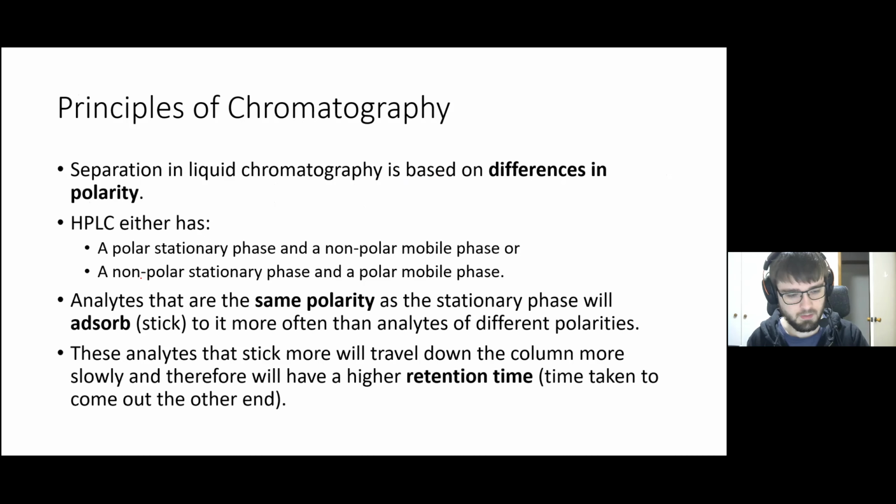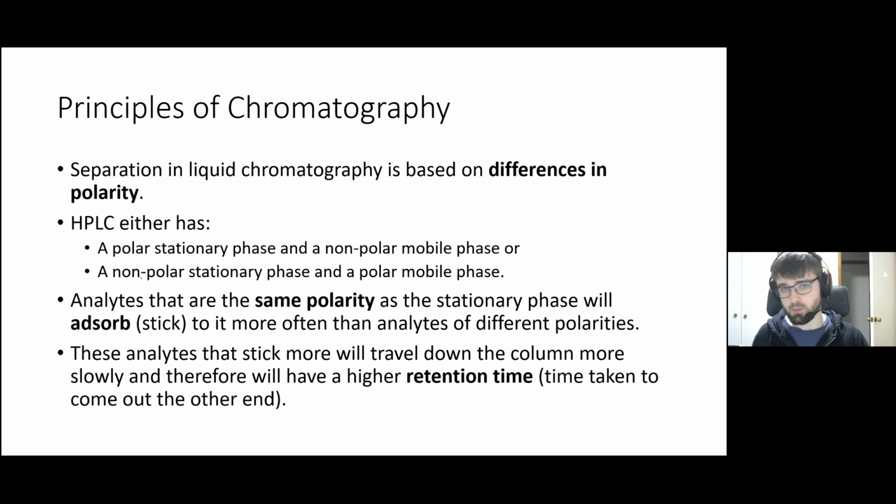There we go. So let's have a look at the qualitative aspects of chromatography first and how it works. Separation in HPLC, which is the main type of chromatography we're going to be looking at, is going to be based on differences in polarity. So some compounds are more polar, some compounds are less polar, and they're going to be separated based on that.